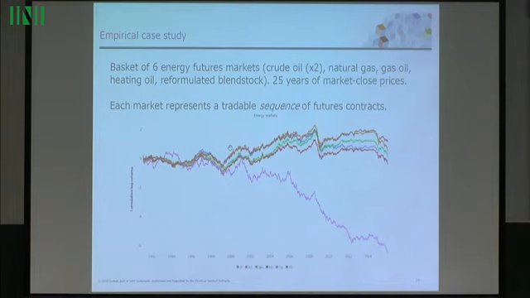So instead, we roll these things. What we do is we take a futures contract that expires next month, hold it for a while, sell it, and then trade into one that expires later. And if you keep doing this, you effectively get a continuous time series of prices, a thing that you can trade.